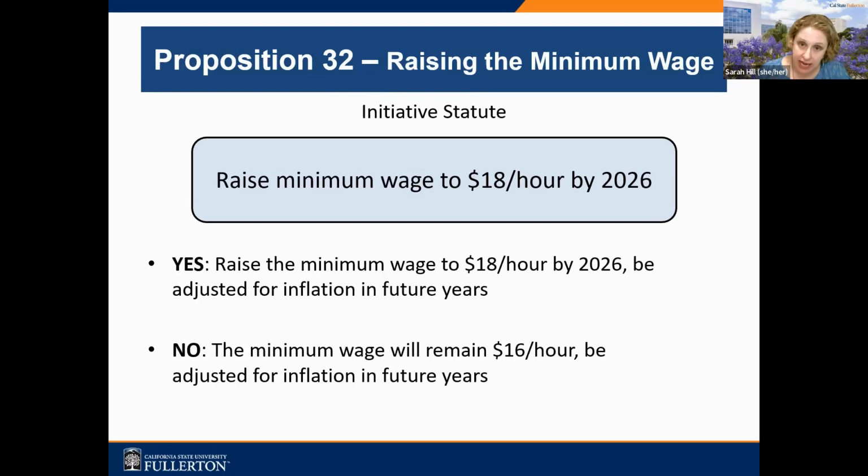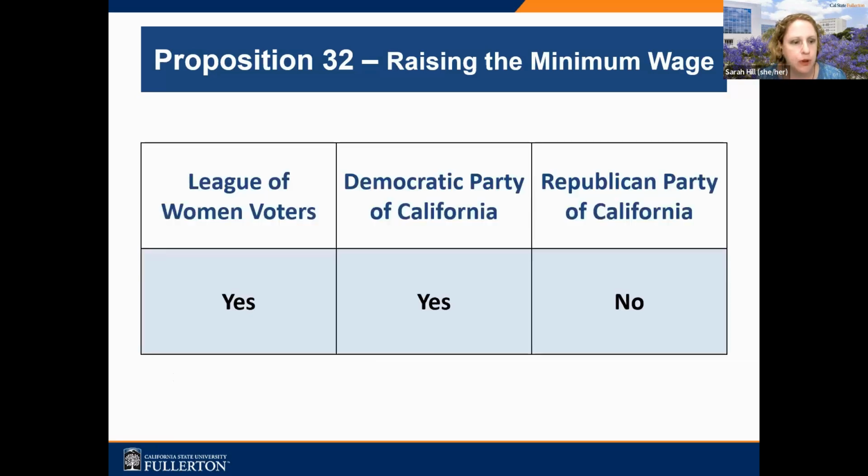So a yes would raise the minimum wage to $18 an hour by 2026, and it would continue to be adjusted for inflation in future years. A no would mean the minimum wage would stay at $16 and continue to be adjusted for inflation in future years. And again, I think you want to think about that 2026. In 2026, will the minimum wage be $18 or $17? And that's kind of the difference that we're thinking about.